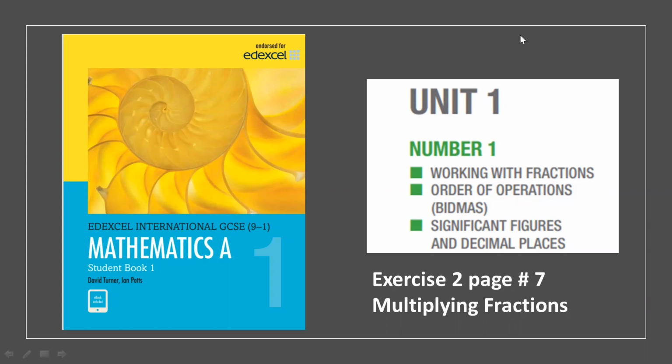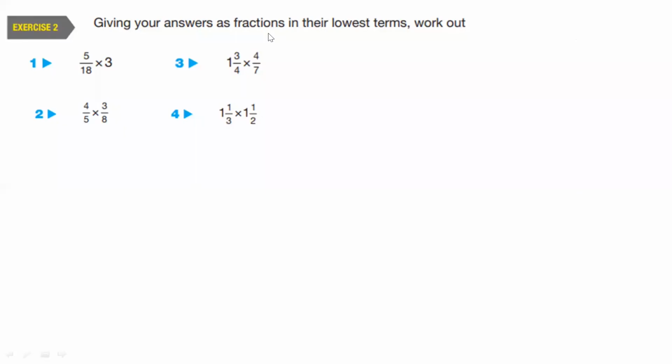Today let's start with Book 1, Unit 1, Exercise 2, which is about multiplying fractions. Question number 1 states, giving your answers as fractions in their lowest terms, work out. Now we take question number 1.